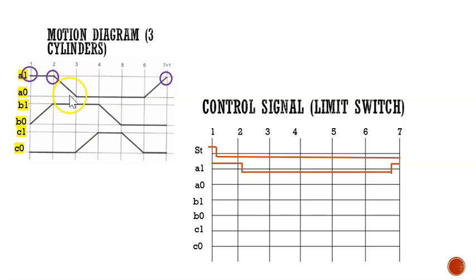Okay, now do A0. So A0 starts from here, 3 to 6. So find here, 3 to 6. The line will be at the upper level, and you complete the whole diagram. Okay. And then B1. B1 starts from 2 to 4. Okay, you draw the line 2 to 4. And then is there anything else? B1, no. So you just complete the line.